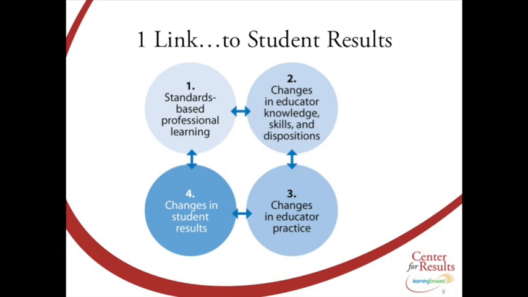You can also look at this in reverse to guide the planning of professional learning. Here we begin with Circle 4. We identify the changes in student results that we want. We determine the changes in educator practice that are needed to support student learning. We identify the specific knowledge, skills, and dispositions teachers need that underlie effective practice, and we design the professional learning to accomplish those goals.